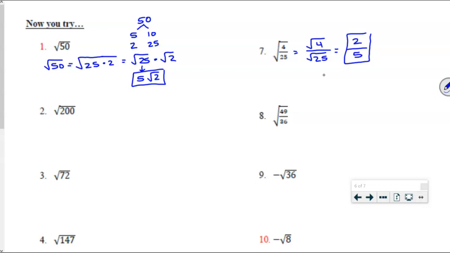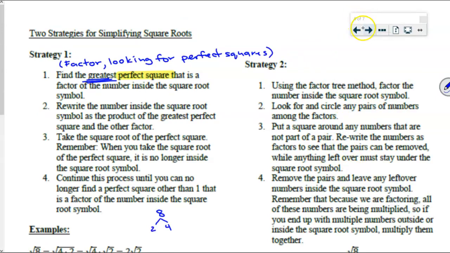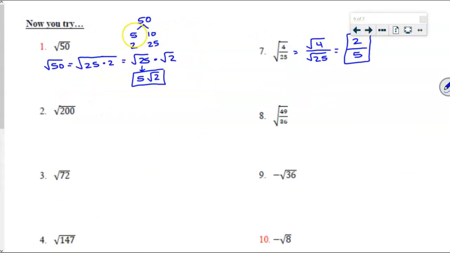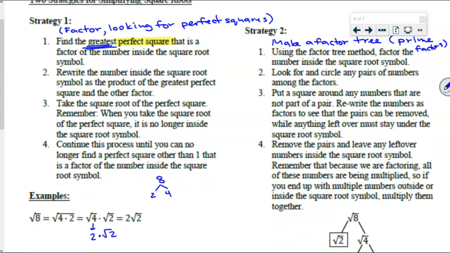Let's take a look at strategy 2. Strategy 2 has the benefit of sometimes we don't always find perfect squares. For example, the first factors that we thought of were 5 and 10. Are either of those perfect squares? No. So the benefit of strategy 2 is you don't have to just look for perfect squares. You're going to find all of the factors. So the truth is on number 1, you just make a factor tree and it helps if you go all the way down to its prime factors. After you find all of the factors, especially going down to the prime factors, you're going to look for and circle any pairs of numbers that you see.